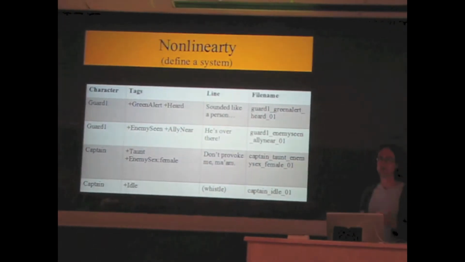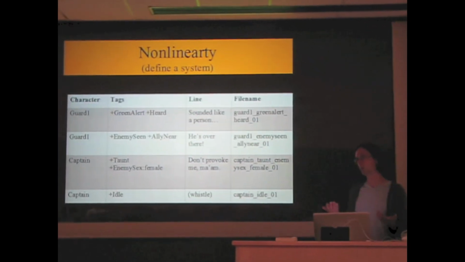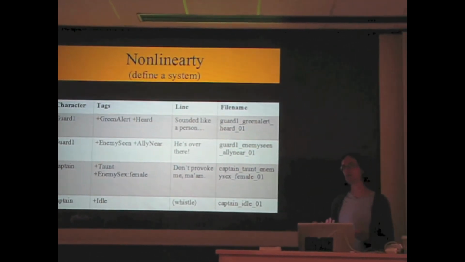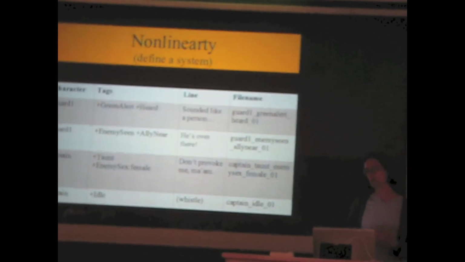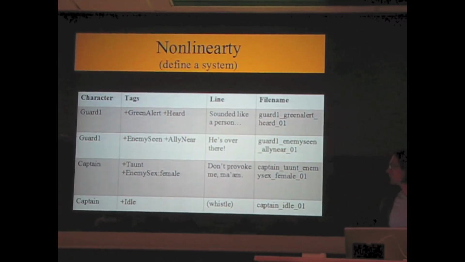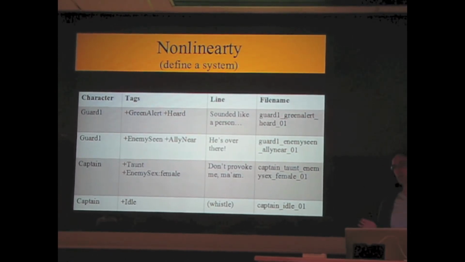Like, okay, this character's scared, they're angry, or something weird's going on in the environment, like you broke a window nearby. What are the 5 kinds of flavors of emotion that they may have? And you define those with some kind of system, and then you go and fill in the blanks as a writer.